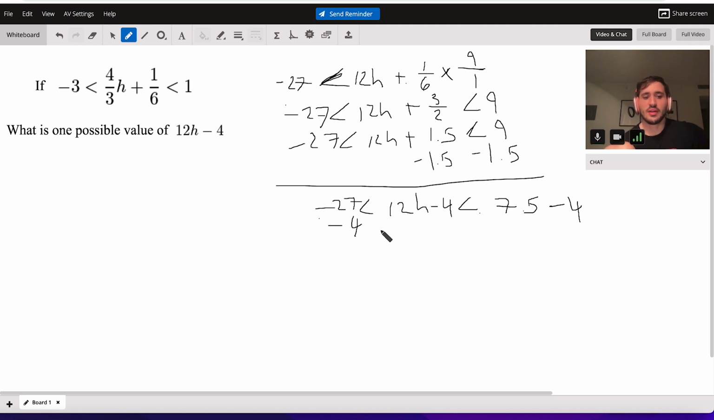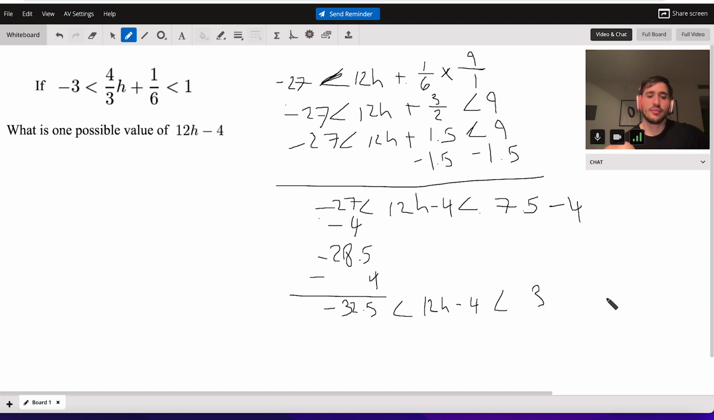So, we never subtracted the 1.5 from this side. So negative 27 minus 1.5 is going to be negative 28.5. So negative 28.5 minus 4 is negative 32.5. Okay? We set it equal to 12h minus 4. This is going to be equal to 3.